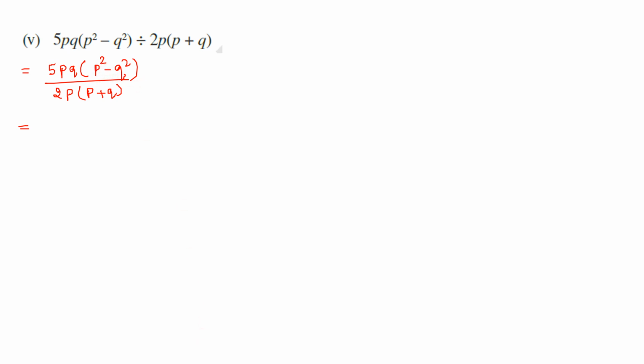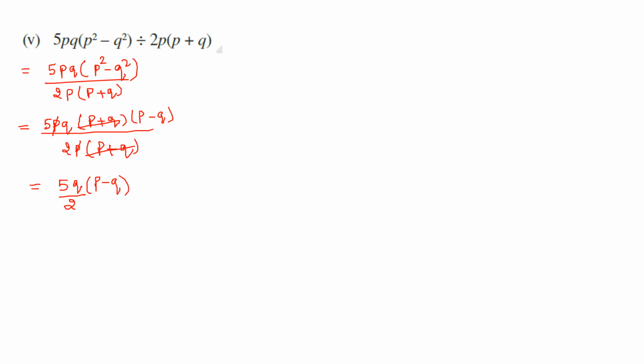So let's factorize it. So it will be p plus q into p minus q, divided by 2p multiplied by p plus q. Now p plus q I can cancel out. p and p also I can cancel out. So I am left with 5q by 2 multiplied with p minus q. So this was the simple question. Now moving to the next question.